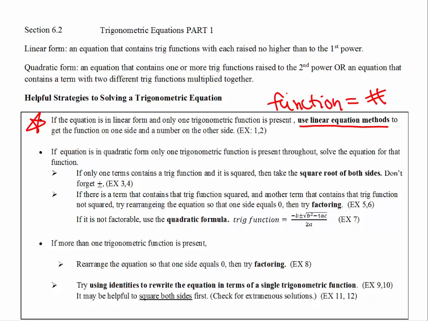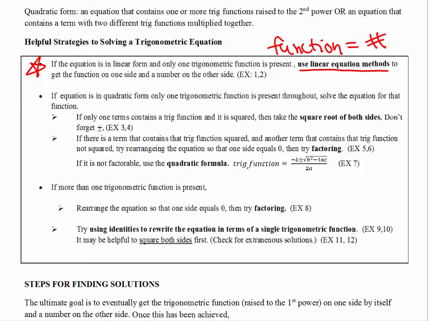Sometimes, though, we have the quadratic form, and there are several different methods that we might have to employ in order to solve a trig equation in quadratic form. Very similar to the methods that we use in algebra to solve quadratic equations. We have what we call the square root method. So if we have only one trig function and it is being squared, and we have no linear term, then we can take the square root of both sides. And if you do that method, we want to make sure that we don't forget the plus and minus.